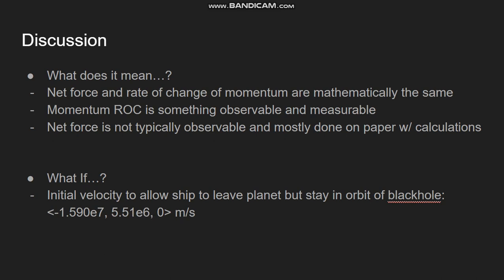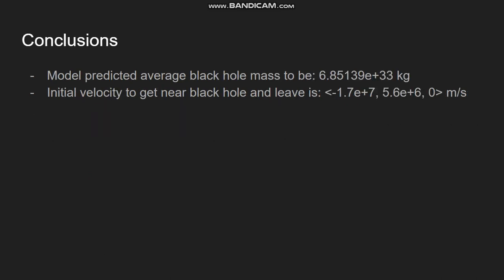Conclusion. Model predicted average black hole mass was found to be about 6.85 times 10 to the 33rd kilograms, and the initial velocity to get near to the black hole and eventually leave is negative 1.7 times 10 to the 7, 5.6 times 10 to the 6 meters per second.